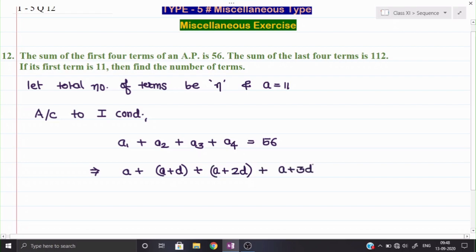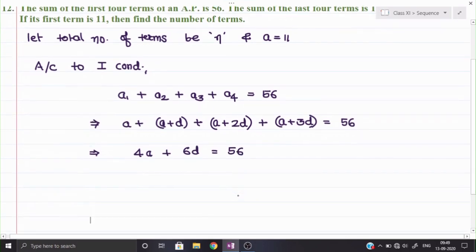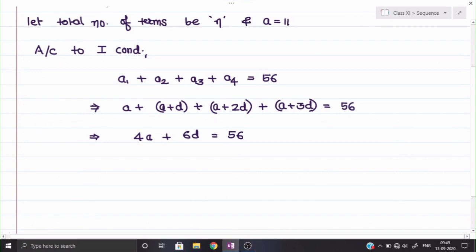In the examination, we need to read very carefully whether the question is given for AP or GP. So now if I add the A's, that becomes 4A, and all the D's added become 6D, equal to 56, right? 3 plus 2 is 5, 5 plus 1 is 6. Now put in the value of A here. So 4 into 11 plus 6D is equal to 56.